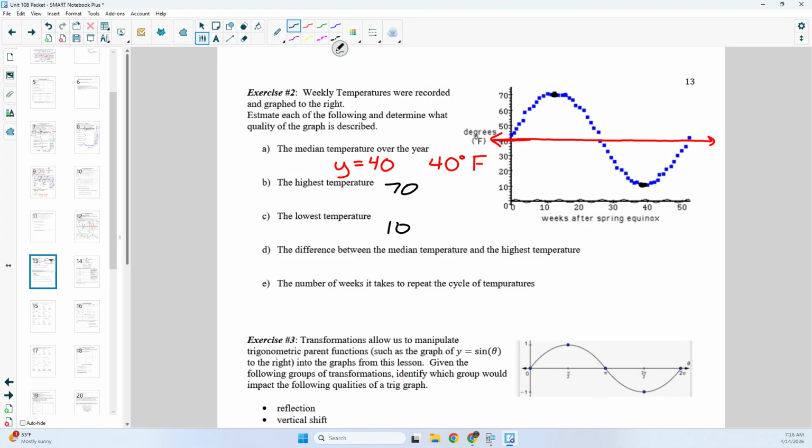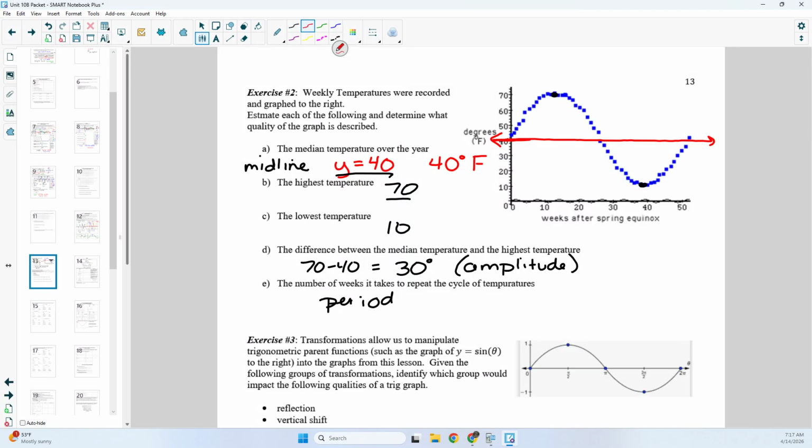So the difference between the median and the high is 30, right? 70 minus 40 is 30. And really, this could be thought of as an amplitude question. Right? This is really a midline question. And then it says the number of weeks it takes to repeat the cycle of temperature. So this is really a period question.